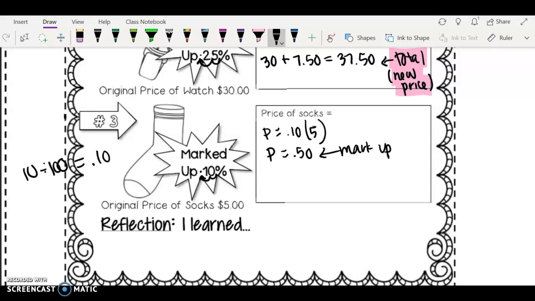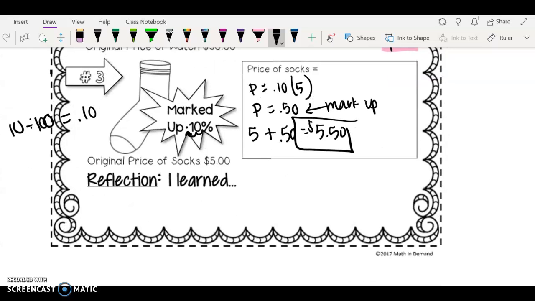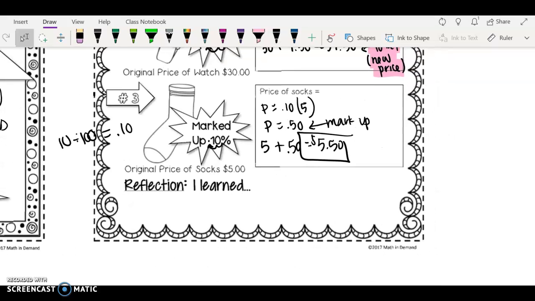So now to get my new price, I'm going to do $5 plus 50 cents equals $5.50. Forgot my money sign here. So you're making a 50-cent profit off of each pair of socks that you sell for $5.50.